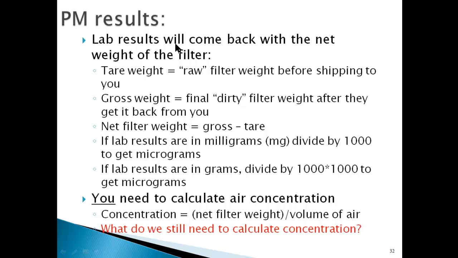Now let's talk about results. Okay, so we're just going to get a little technical now. The lab results will come back with the net weight of the filter.